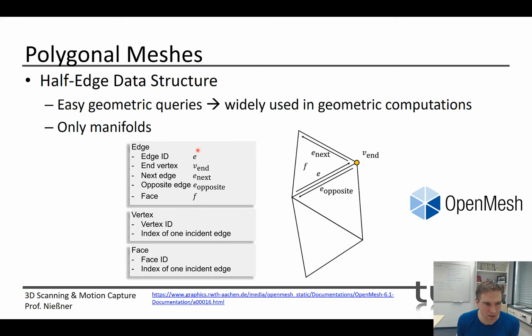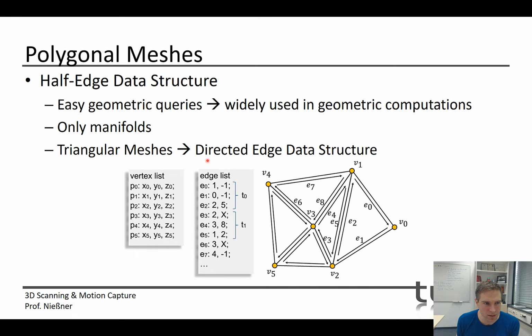This one was the half edge, where you have all of these pointers. Now there's a thing called a directed edge, which is a little bit simpler. Here we have a vertex list, and in the edge list you just say where vertex 0 is. You have here the edge E0, and E0 says this is 1, and this is my neighbor, which is going to be 0, and so on. This way you store all the edges.